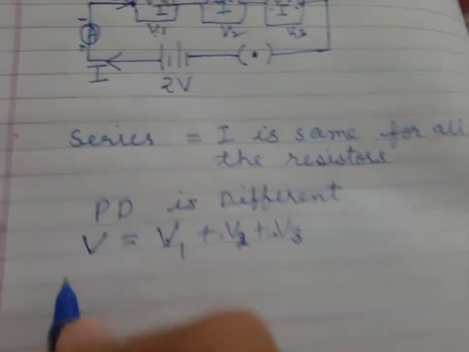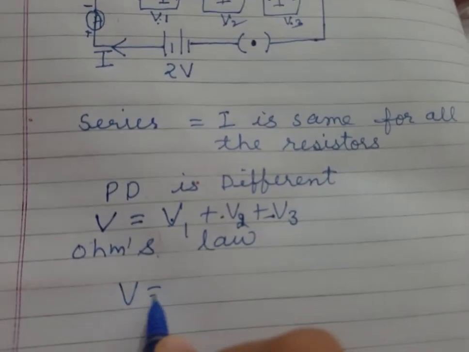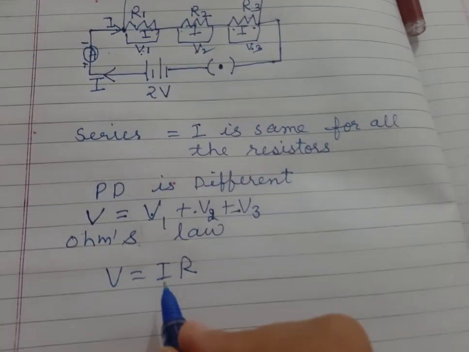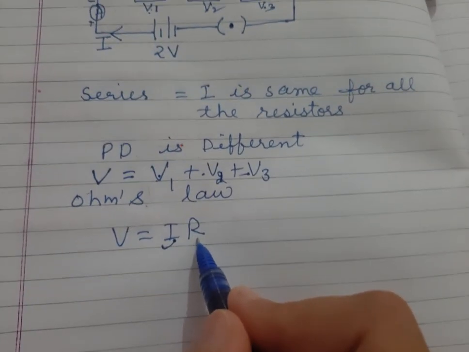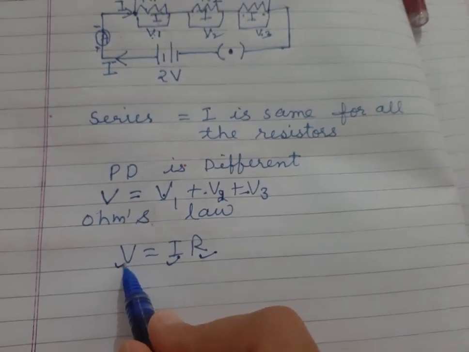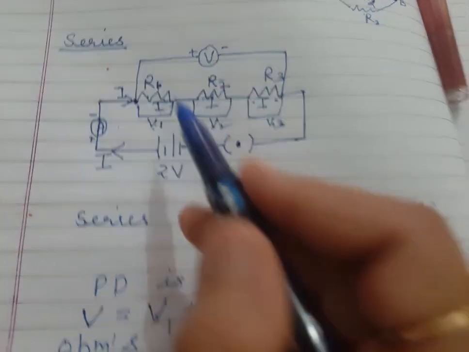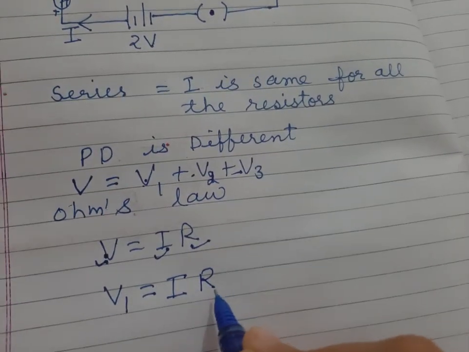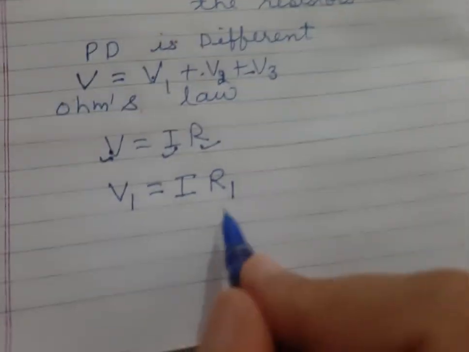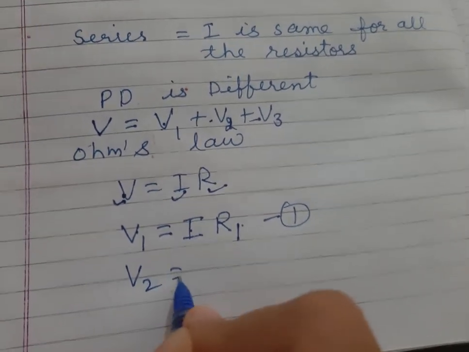Now according to Ohm's law, V is equal to IR. In this case we can see that the value of I is the same but the value of R is different, so the value of V is also different. This is the total potential difference. For the first resistor, the potential difference is V1, the current is the same I, and the resistance is R1, so V1 is equal to IR1. For the second, V2 is equal to IR2.